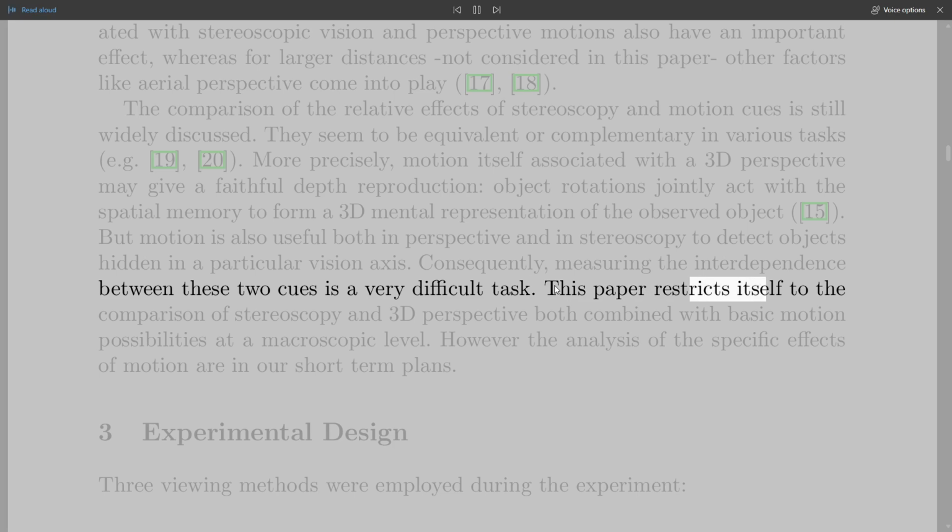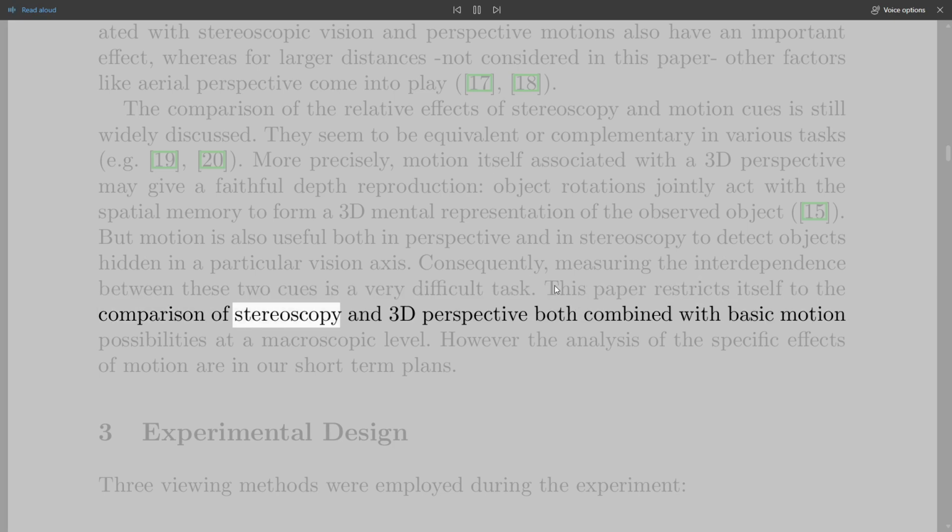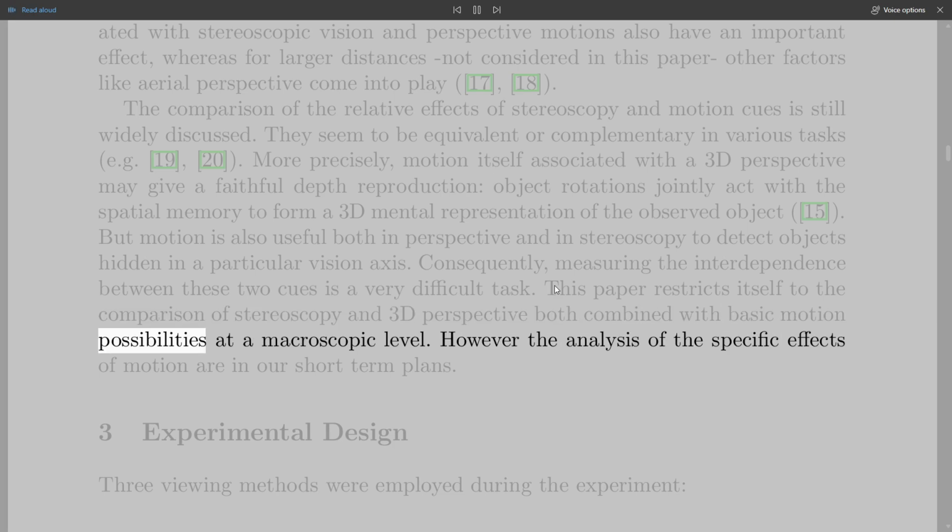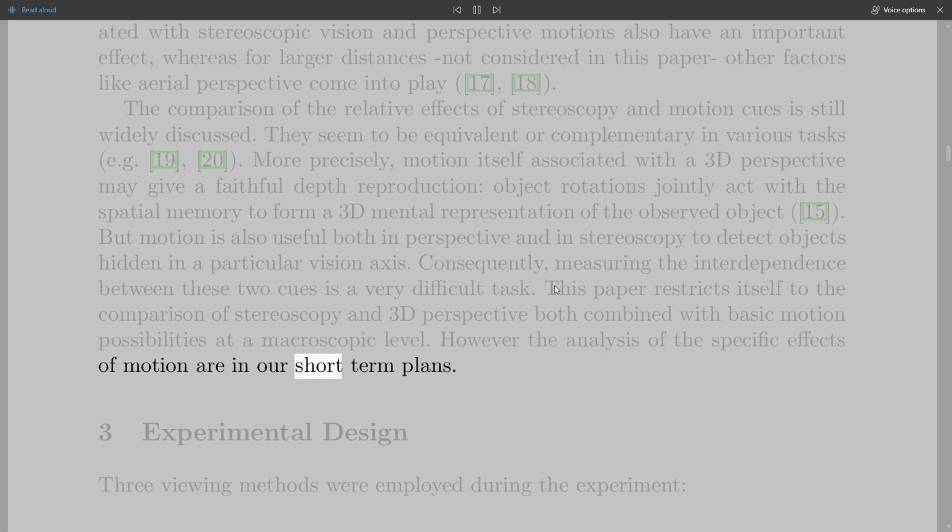This paper restricts itself to the comparison of stereoscopy and 3D perspective, both combined with basic motion possibilities at a macroscopic level. However, the analysis of the specific effects of motion are in our short-term plans.